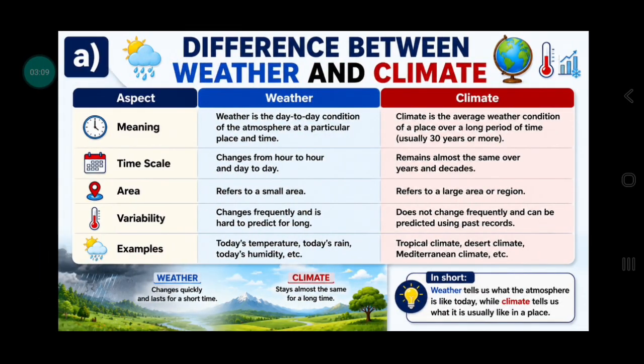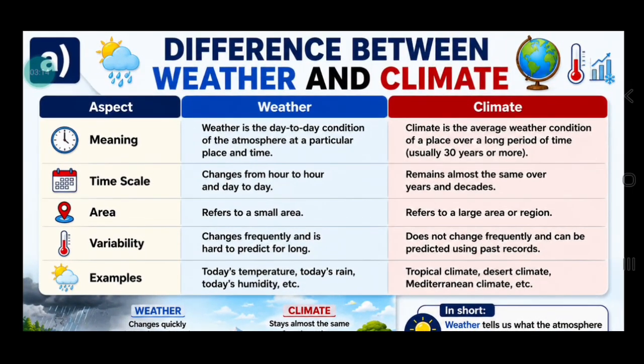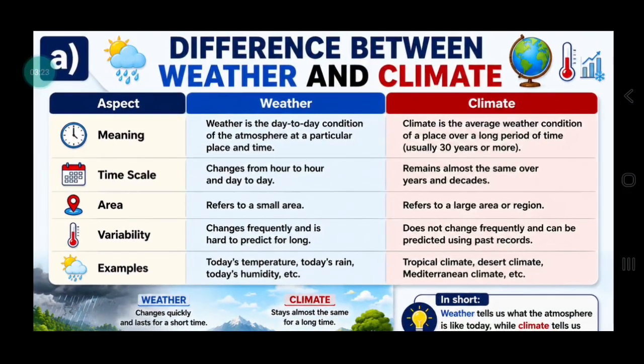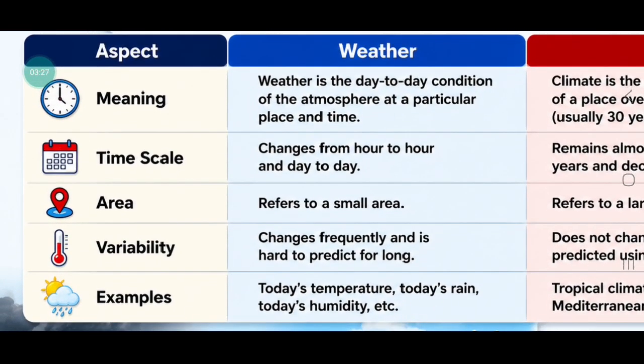Question number 2 is: answer the following questions. Fine. Here the first question is: what is the difference between weather and climate? It is simple. This way we are going to understand its meaning, time scale, area, variability and examples.